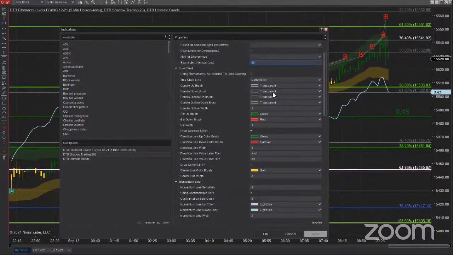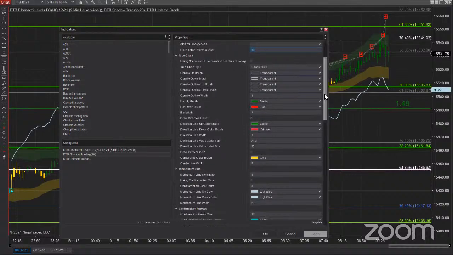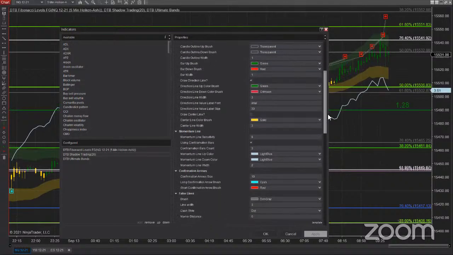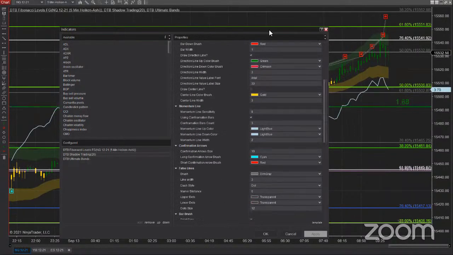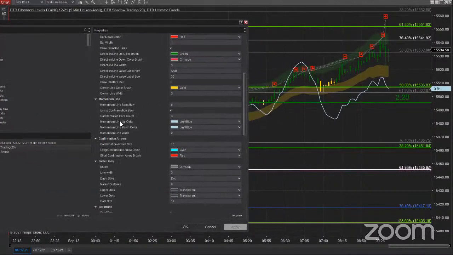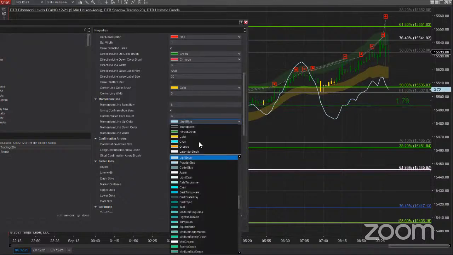Okay, I have made some of these settings transparent. So you can feel free to work with those, but leave them exactly how they are for now. The default settings are the best settings to use. You can select one difference in the setting, like I've got the momentum line as one solid color, like light blue.